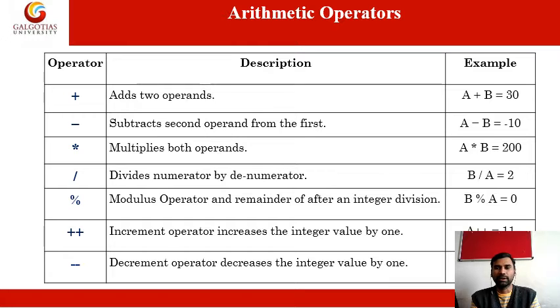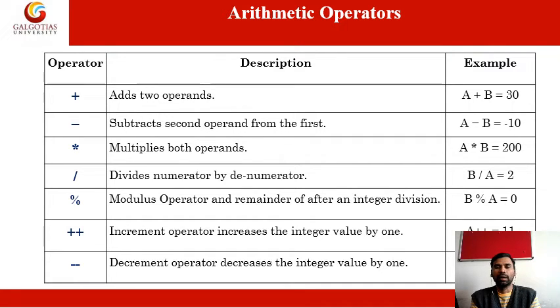Suppose the values are a equal to 10 and b equal to 20. What happens? 10 plus 20 is 30. Similarly, for a minus b, 10 minus 20 is minus 10.